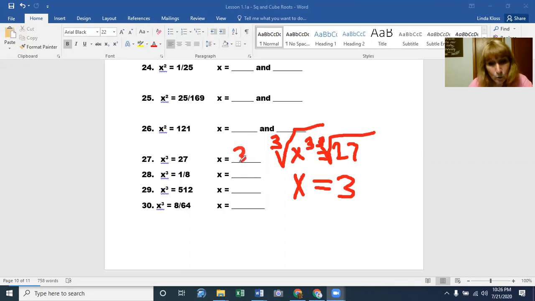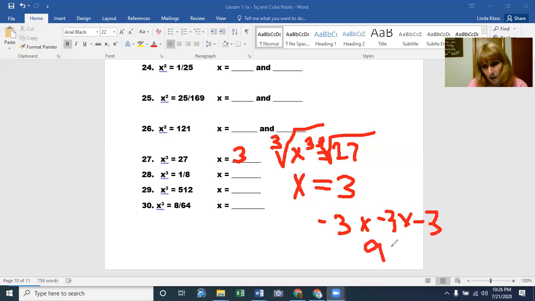And when you have cubed roots, you do not have a negative answer as well as a positive answer. Because if you were to take negative 3, I'll show you why this is, because negative 3 times negative 3 times negative 3 is going to give you what? Well, negative 3 times negative 3 is going to give you positive 9 times another negative 3 here. That's going to give you a negative 27 answer. And we have a positive 27. So with cubed roots, you'll never have a negative answer.